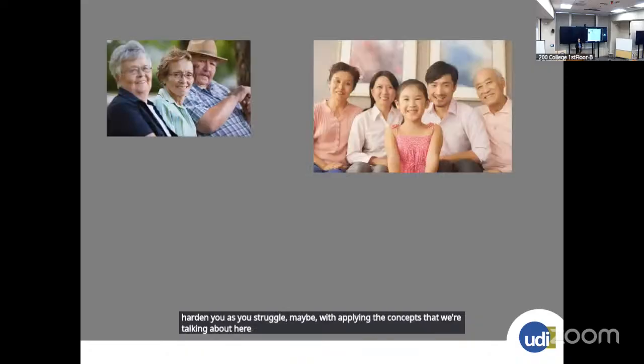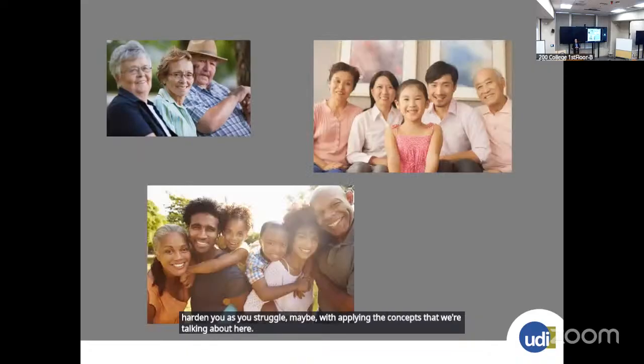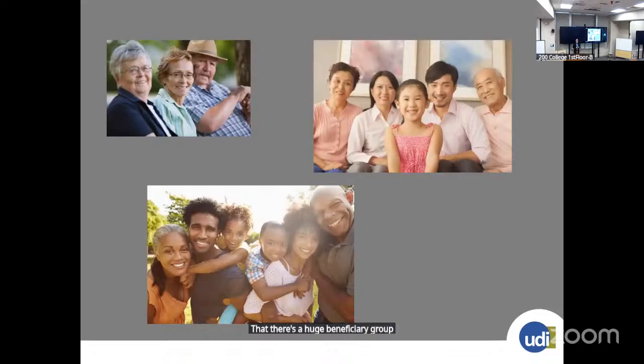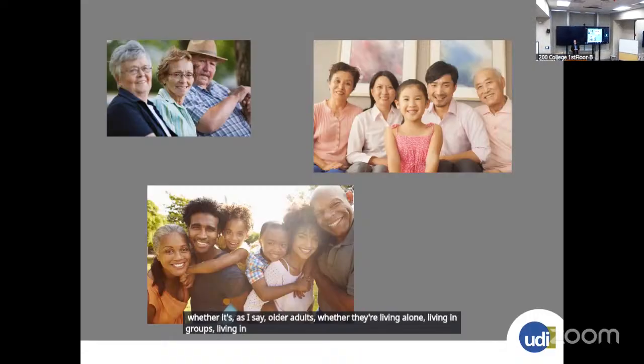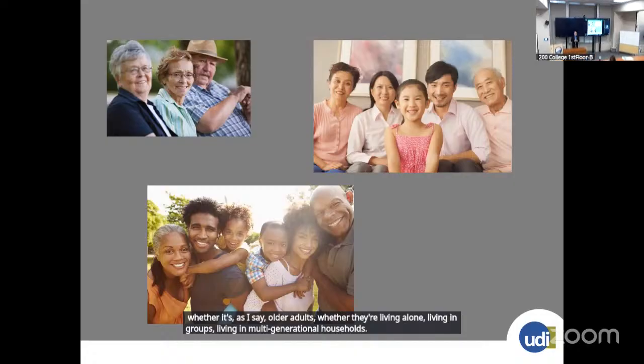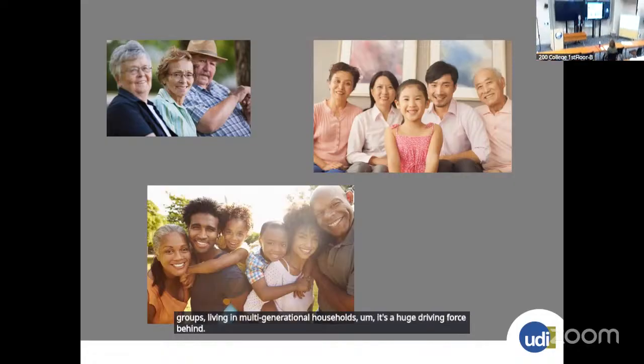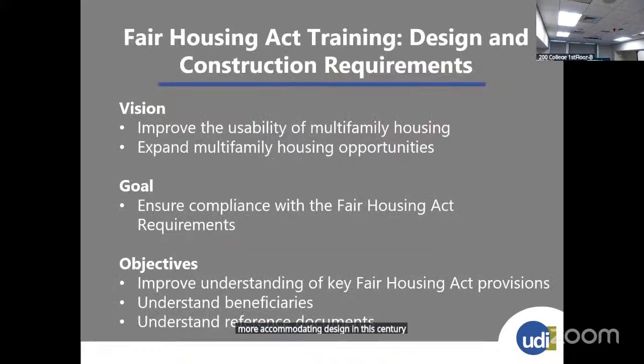So it's good to know. I think it should hearten you as you struggle maybe with applying the concepts that we're talking about here, that there's a huge beneficiary group with this, whether we realize it or not. So whether it's, as I say, older adults, whether they're living alone, living in groups, living in multi-generational households, it's a huge driving force behind more accommodating design in this century, again, adding to the population from before.